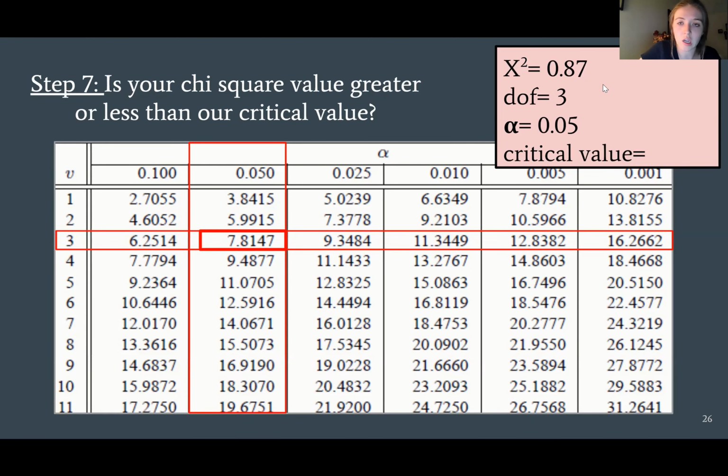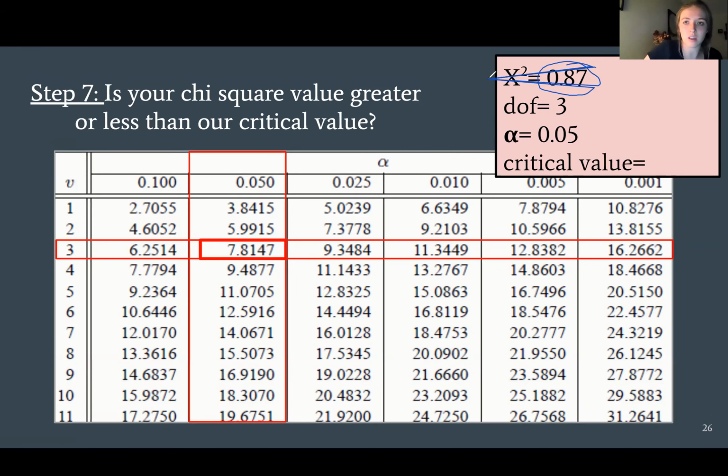So what you're looking at here is you're saying, okay, chi-squared value, this x squared, we use this little x to represent chi, is 0.87 greater or less than 7.81? Well, obviously this is going to be less than 7.81. So what do we do with that information? When you figure out if your chi-squared value is less than or greater than your critical value, this tells you something very important.